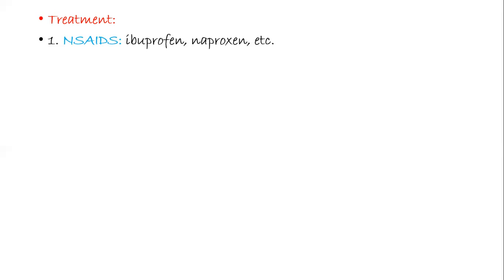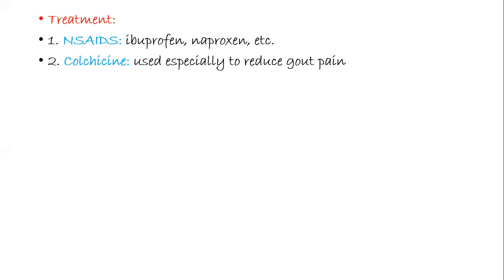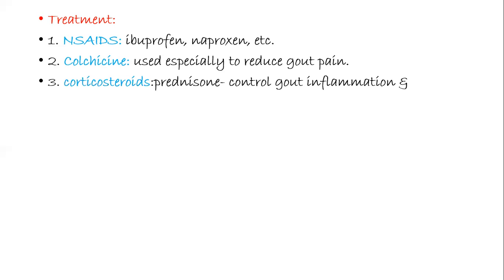The treatment for gout includes NSAIDs, mostly ibuprofen and naproxen. They are the most common choice of drugs. Secondly, colchicine. It is a special drug which is used to reduce the gout pain. Next, if the pain is not controlled by NSAIDs or colchicine, then you have to go for corticosteroids, mostly prednisone. It controls the inflammation and pain.